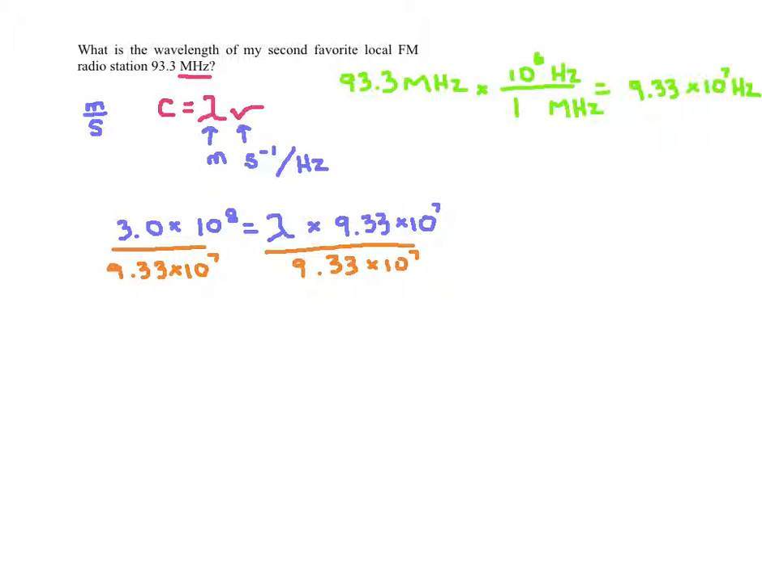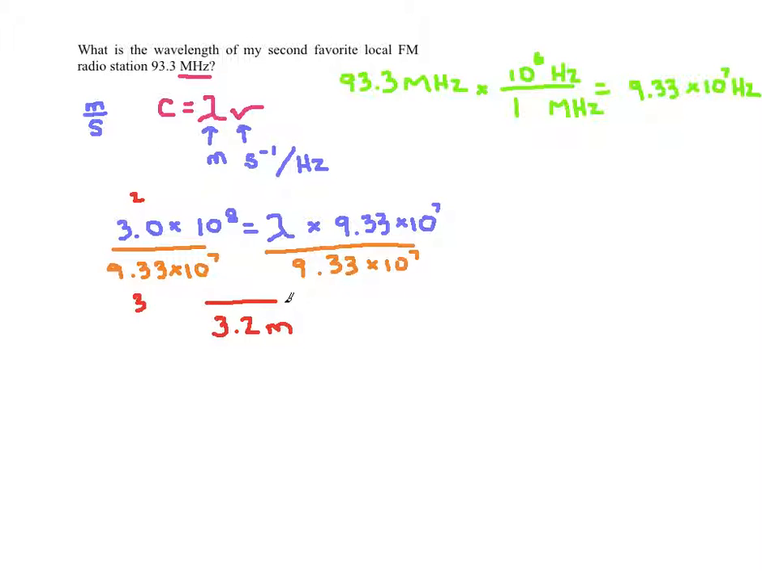So I'm going to count sig figs really quickly. 3.0 has 2 sig figs. 9.33 has 3 sig figs. So I want my final answer to have 2. I'm going to round 3.215 to 3.2, that's 2 sig figs, and my units, since I'm looking for wavelength, are going to be in meters.